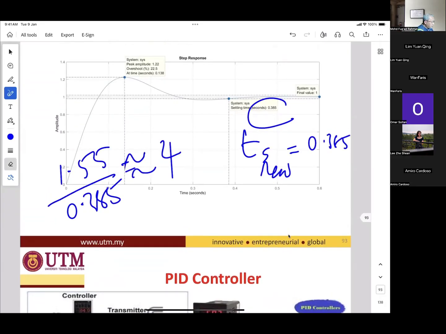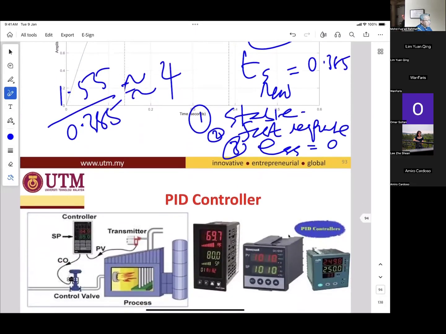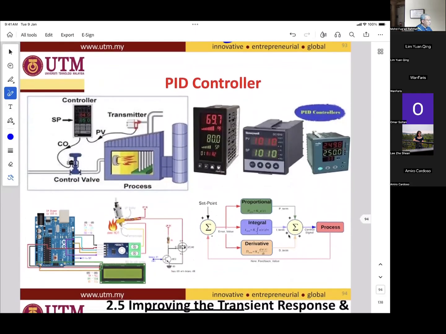So you make sure that our target for design, first thing is the system is stable. Second thing is fast response. And number 3 is the zero steady state error. So this is our target. In any controller design, either PI, PD, or PID, you have to make sure that it fulfills these 3 targets. So we go to the PID controller, guys.